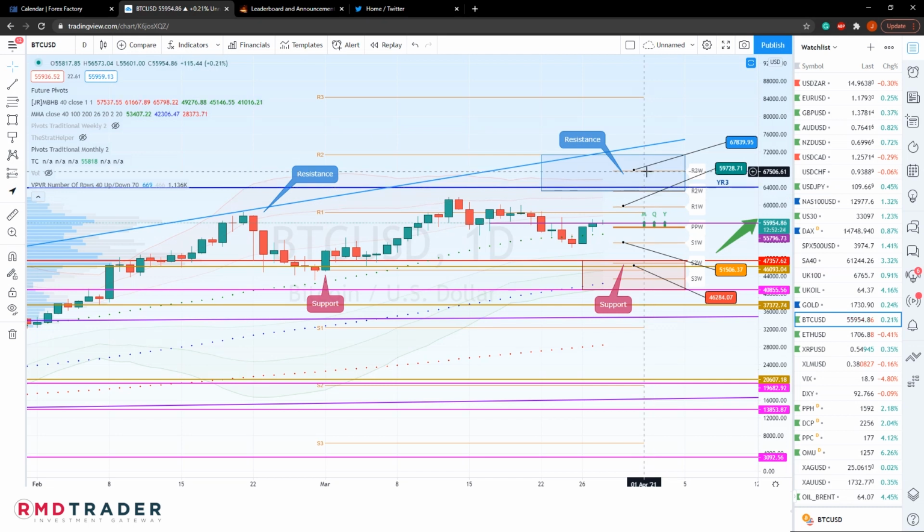63,950 to about 67,840, where we have our weekly R3. There's also that overhead diagonal trend line, which could act as a guideline for a potential stretch target.